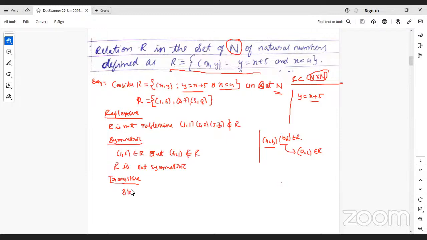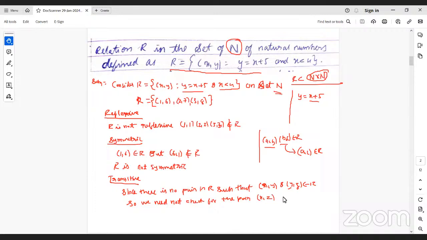Since there is no pair in R such that (x, y) and (y, z) belong to R, we need not check for the pair (x, z). See, these two initial pairs are not there. So (x, z) we did not check in R, so this relation will be transitive. So R will be transitive.